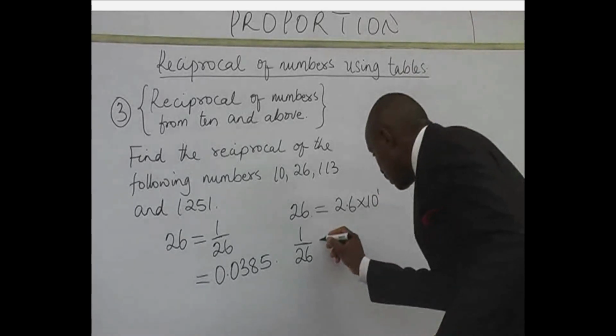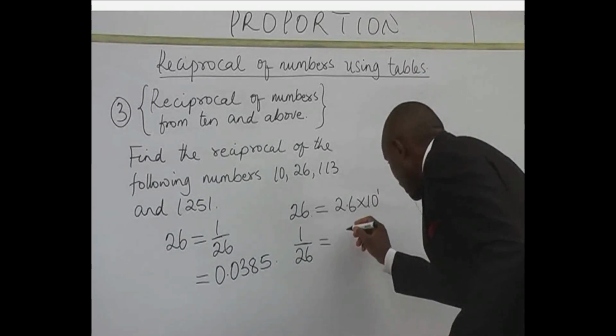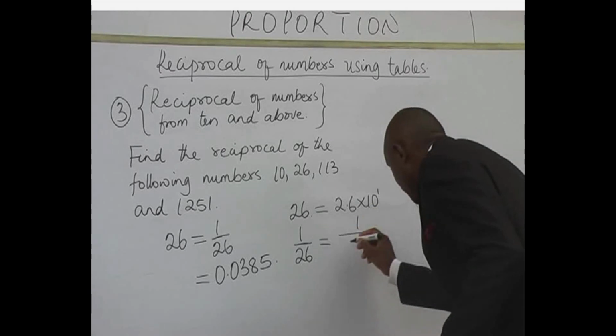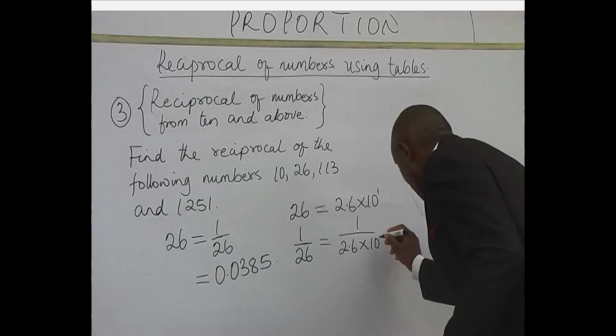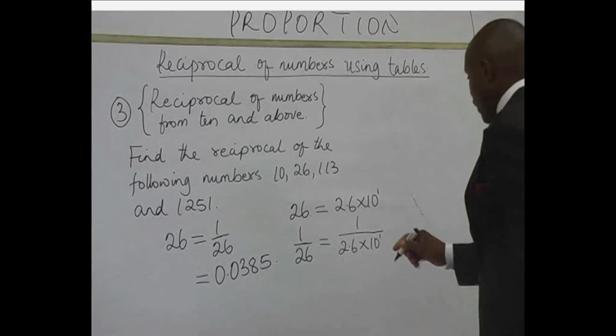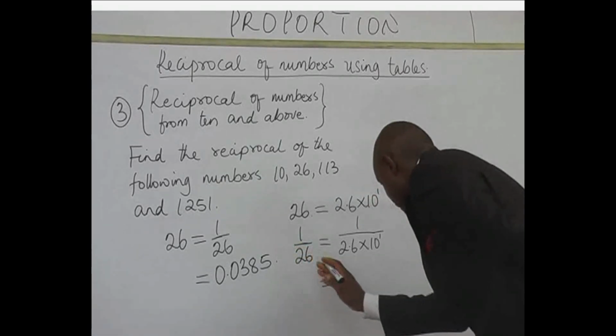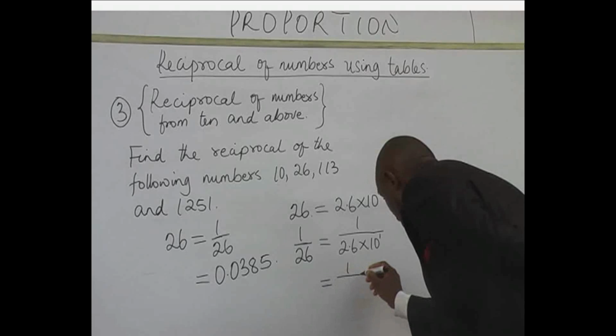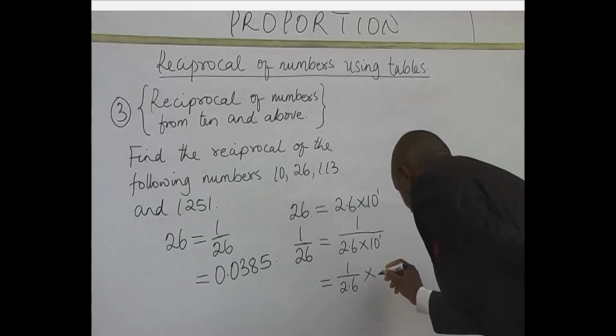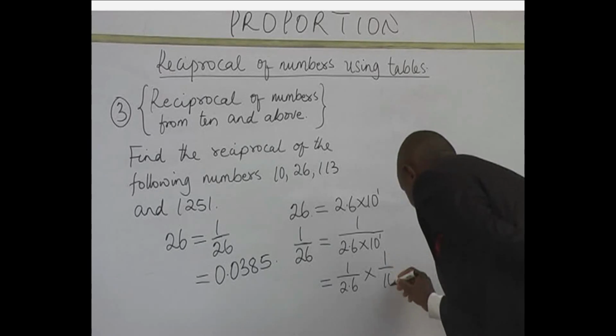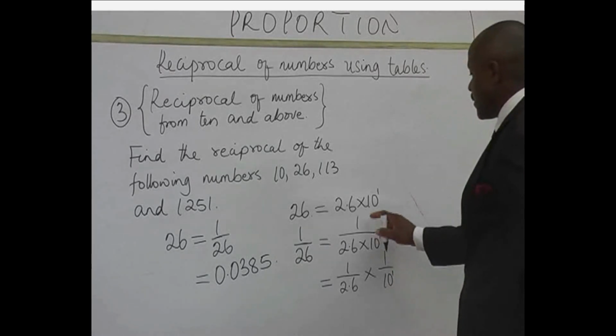Now, this means 1 all over 2.6 times 10 exponent 1, and it's going to give you the same thing. We are abandoning 1 all over 26 here. This means 1 over 2.6 then times 1 over 10 exponent 1. That's the meaning of this.